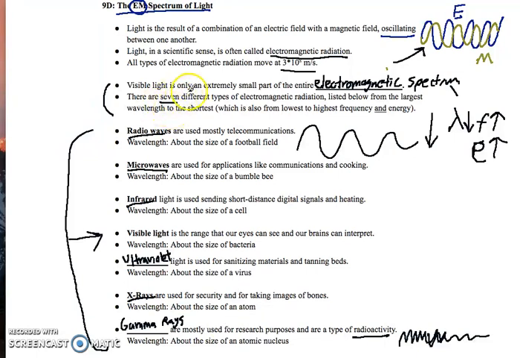So that's the spectrum. It's made up of lots of different types of radiation, but they all move at the speed of light, and they're all made up of oscillating electric and magnetic fields.